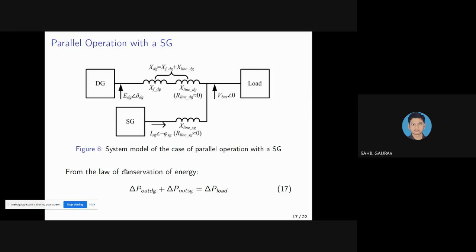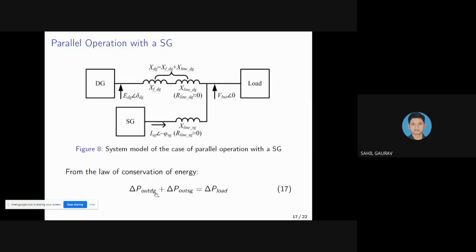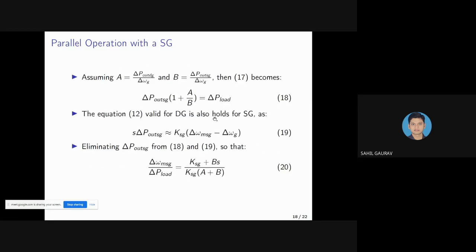Now, from the law of conservation of energy, we can write equation 17: delta P out DG plus delta P out SG is equal to delta P load. That means the power fluctuation of the DG plus the synchronous generator equals delta P load. Now let us assume A is equal to delta P out DG by delta omega g, and B is equal to delta P out SG by delta omega g. Then modifying equation 7 in terms of A and B, we get equation number 18.